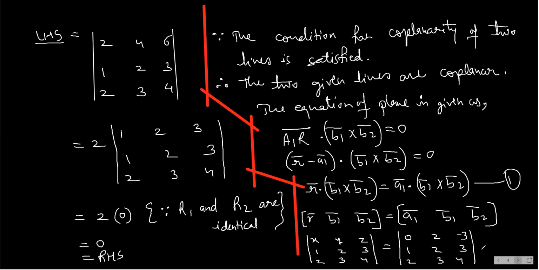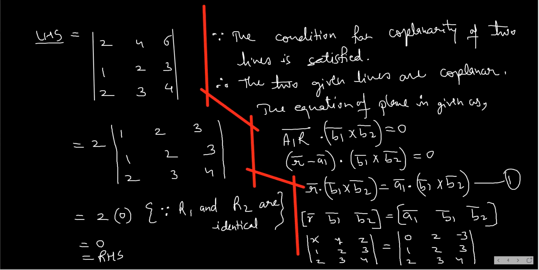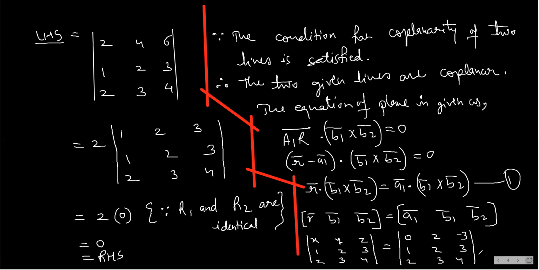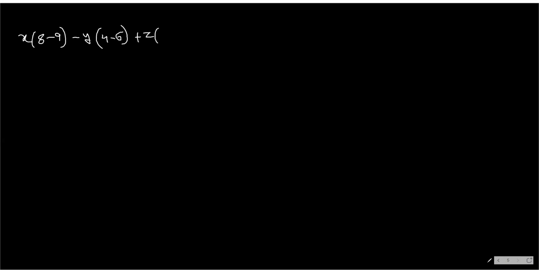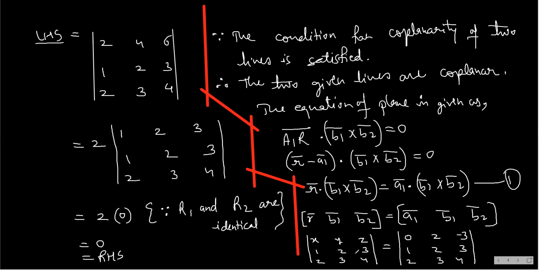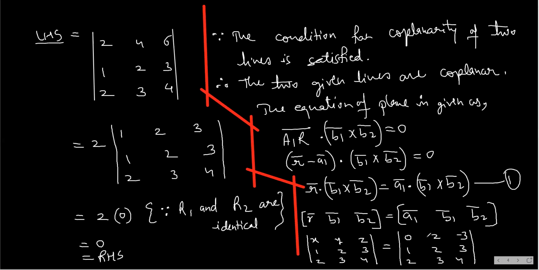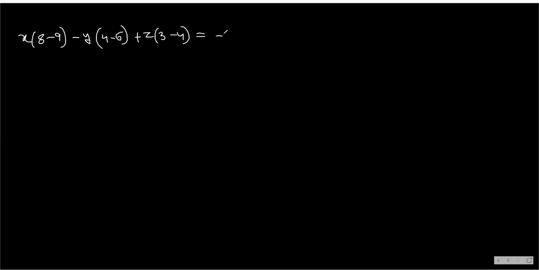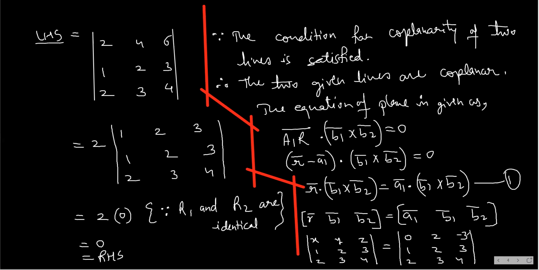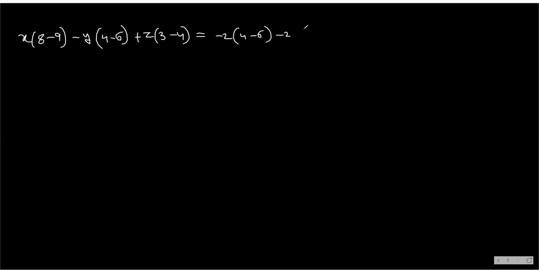So in the next step, I get here x into 8 minus 9, minus y into 4 minus 6, plus z into 3 minus 4, we are expanding the determinant, equals to 0 into anything is 0, so no need to write, minus 2 into 4 minus 6, and minus 3 into 3 minus 4.